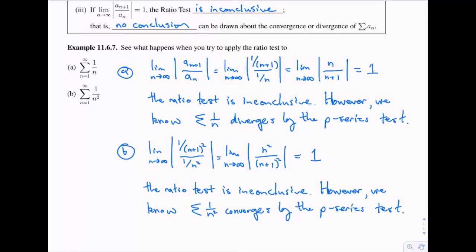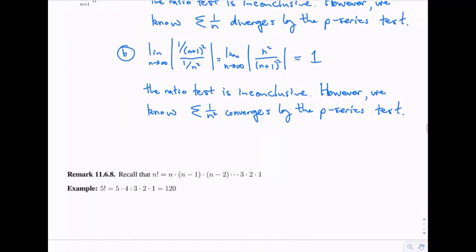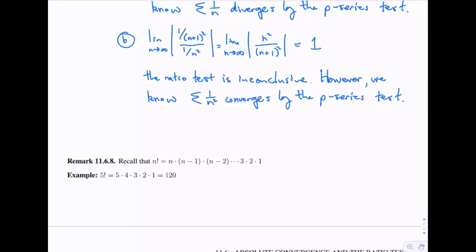Okay, so I've shown you a couple ways on how the ratio test can't be used, unfortunately. But let's figure out a couple ways where it can be used. So I wanted to recall that n factorial, right, n with this exclamation point, is the product of the first n whole numbers, or natural numbers. So n times n minus 1 times n minus 2 all the way down to 3 times 2 times 1. So the example I give here is 5 factorial is 5 times 4 times 3 times 2 times 1. Right, so it's the product of the first 5 natural numbers.